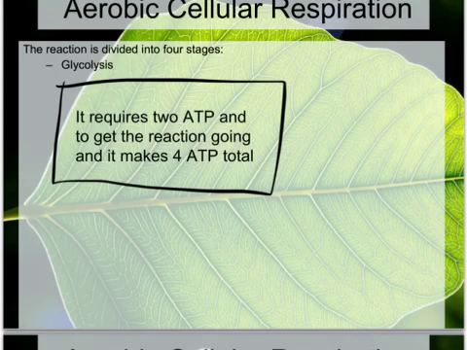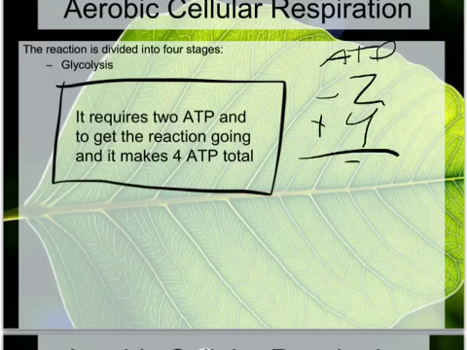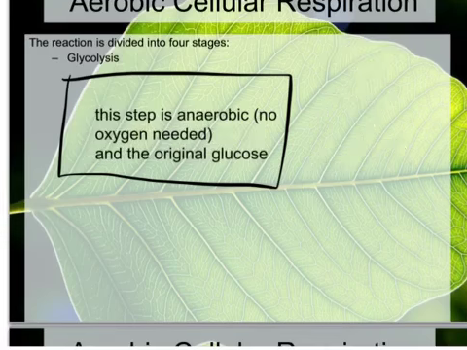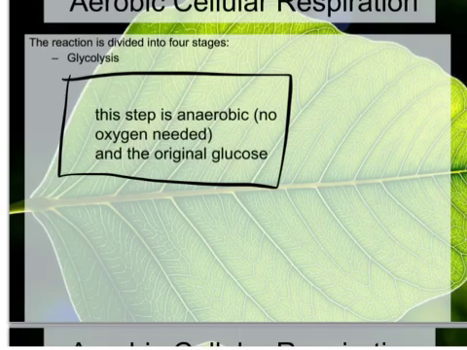Now, once again, if we started with 2, it costs us 2 ATP. We gain 4. Our net gain is a plus 2. Glycolysis, we get 2 ATP out of it. This step of the reaction, glycolysis, is anaerobic. Once again, meaning no oxygen needed during this step. Happening in the cytoplasm. And the original glucose, we took 1 glucose in, it's going to be broken down into 2 pyruvic acid molecules.